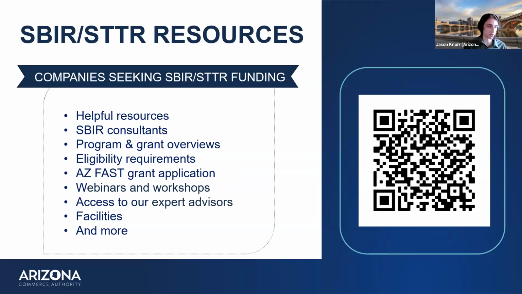So I would recommend you all check out our website. We have our SBIR and STTR resources page. You can do that by scanning this QR code or search on Google Arizona Commerce Authority SBIR. You'll be able to find the page from there. You'll be able to find links to our AZ FAST grant application. We should have another cohort of the AZ FAST grant opening up sometime this summer. So we'll do another round of that. We'll select, I think, 10 applicants to receive that money towards a competitive grant application. You'll be able to look at our SBIR consultant page. You'll be able to access old webinars and workshops and get advice around our SBIR programs.